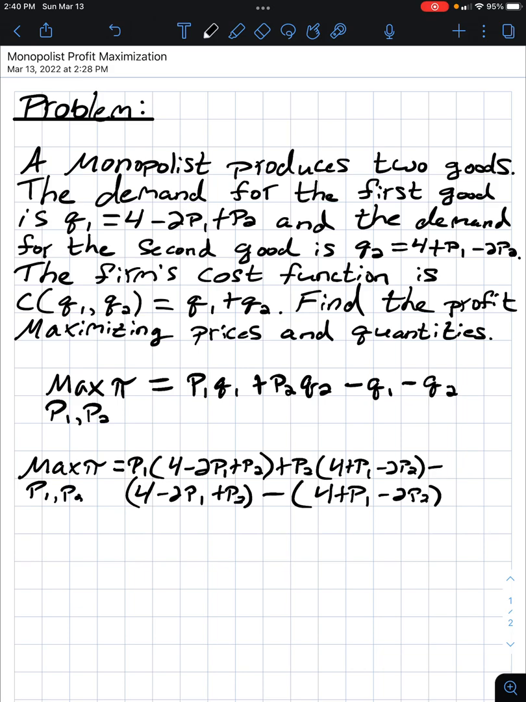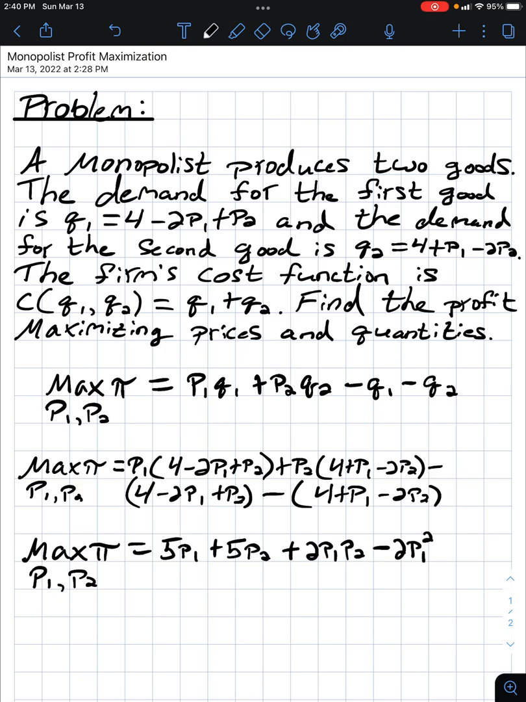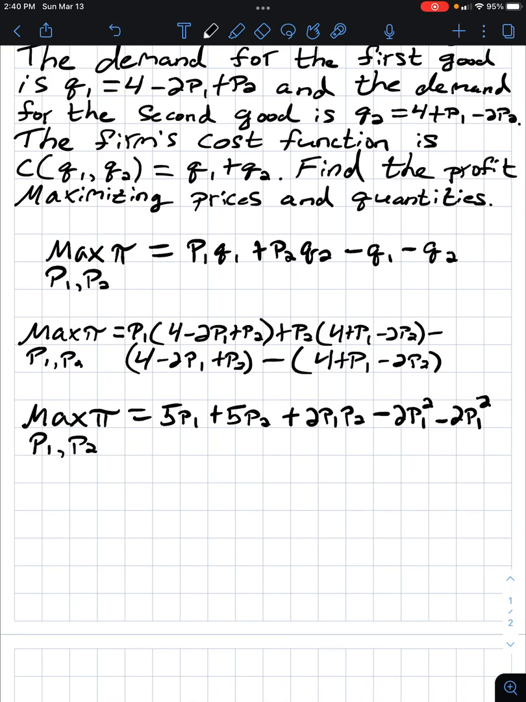Now, if we simplify this, we'll get maximize profits over P1, P2 equal to 5P1 plus 5P2 plus 2P1P2 minus 2P1 squared minus 2P2 squared. So now we have the simplified profit. Now from here, how are we going to solve for our prices? Well, we need to take our first order condition with respect to P1 and P2.